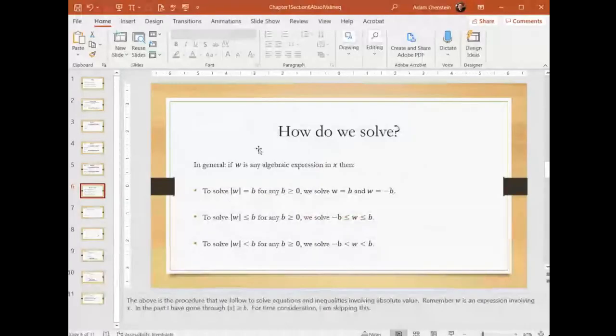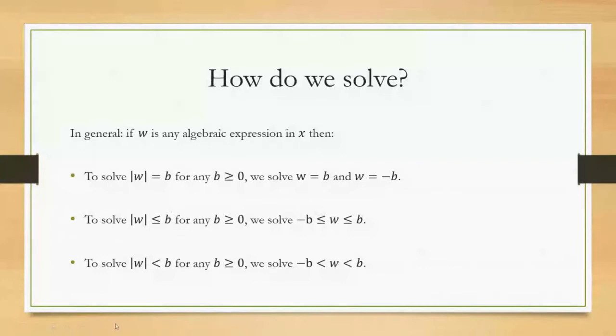This is, again, how do we solve these kinds of equations and inequalities? So in other words, let's say W was an algebraic expression in X. It could be X alone, but it doesn't have to be. And what I was trying to show you is why these methods work. Why do we solve this equation this way?